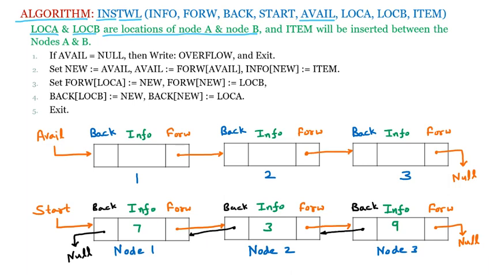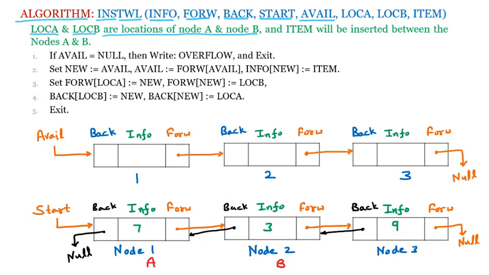Now here we are going to see the algorithm. We have seen all the things: info part, forward, backward, start, then location A and location B. Location A and location B are the locations of node A and node B. Means we have assumed that there are two nodes between which we are going to insert the specific element. Let us suppose that node 1 is our node A and node 2 is our node B.